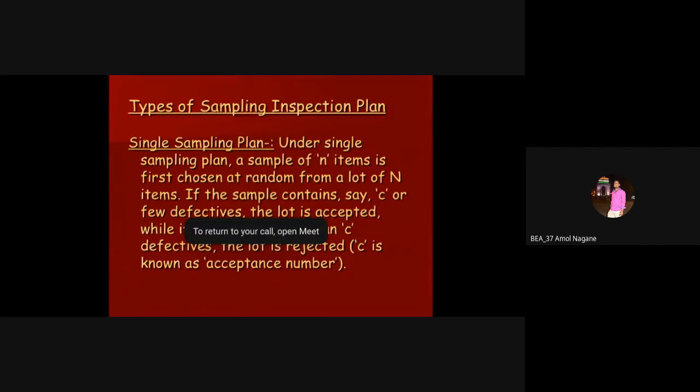Under a single sampling plan, a sample of n items is first chosen at random from a lot of N items. Okay, small n. Suppose, for example, the population of one village is 3000. We have to survey, so we have to take a sample. Capital N is 3000, and from the 3000 we can take a minimum of 30 samples.